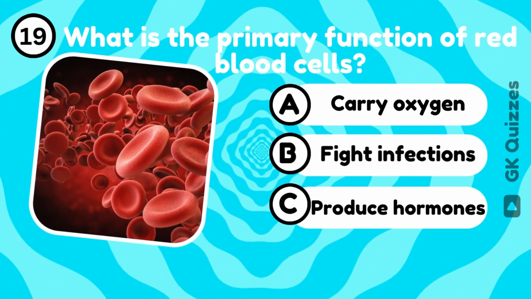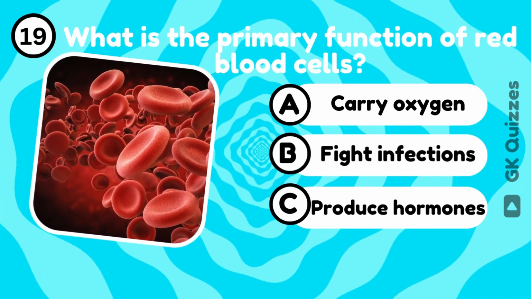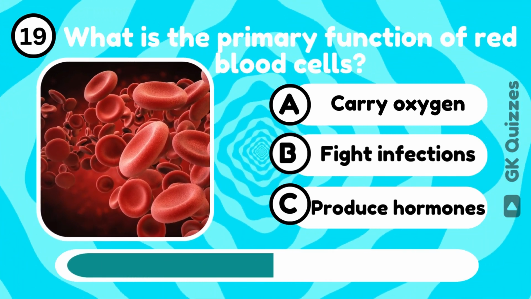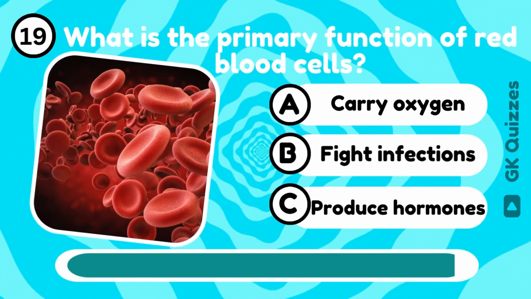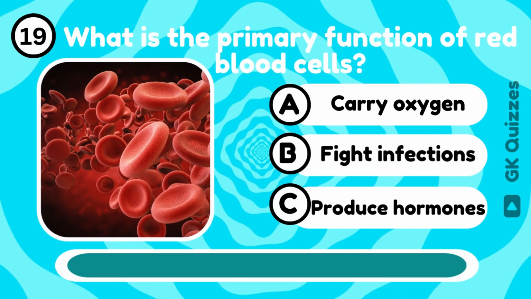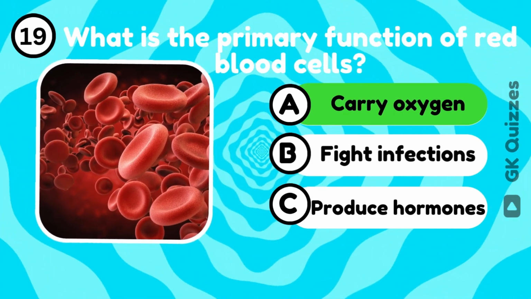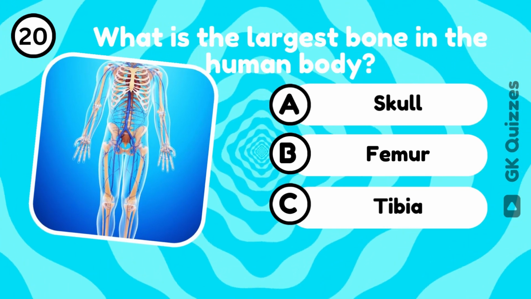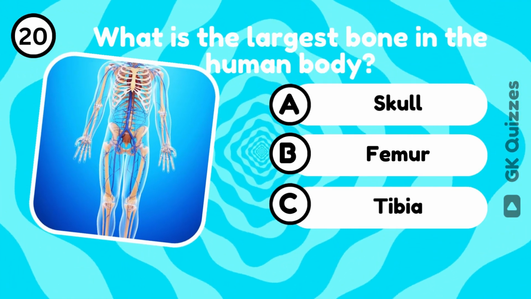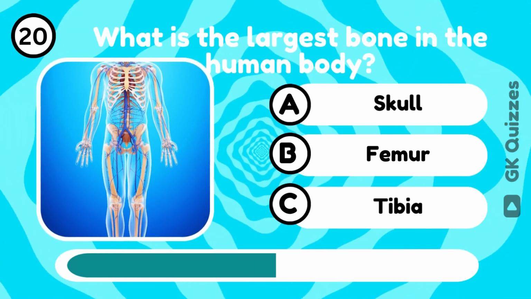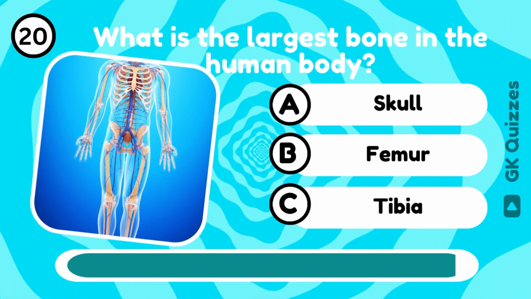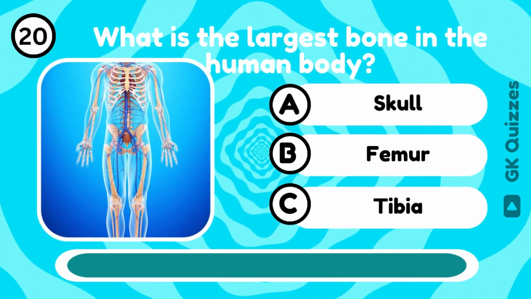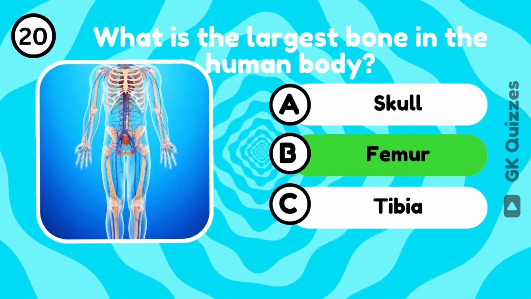What is the primary function of red blood cells? Carry oxygen, fight infections, or produce hormones? The correct is carry oxygen. What is the largest bone in the human body? Skull, femur, or tibia? The correct is femur.